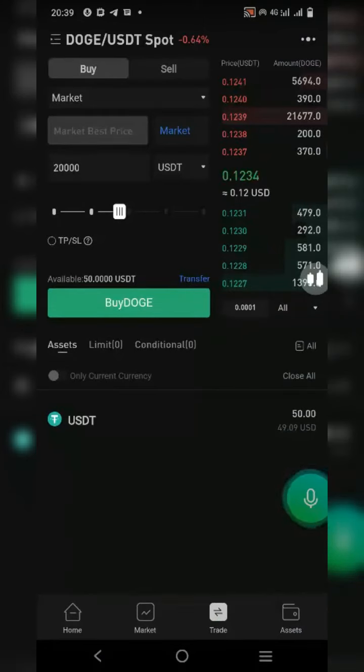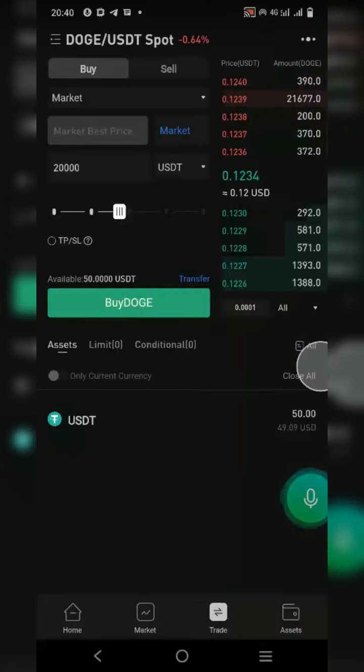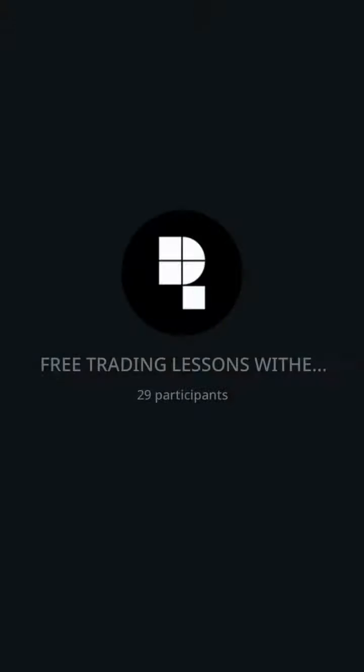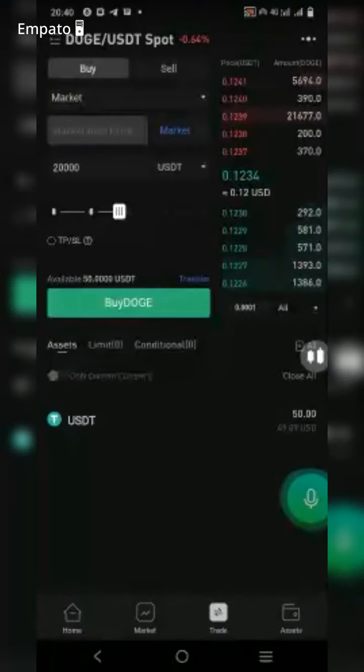And you can see this person wants to sell 370 Dogecoin at 0.127. This one wants to sell 200 at 0.1238. This one wants to sell 20. That's a sell wall, that's what we call it. This one wants to sell a whole lot, that's 21,677 at the price of 0.1239. And we also have buy orders. Where the volume is higher, we call it buy walls.